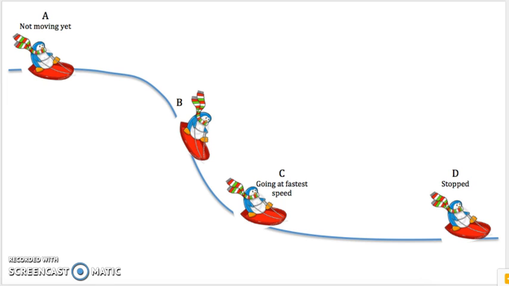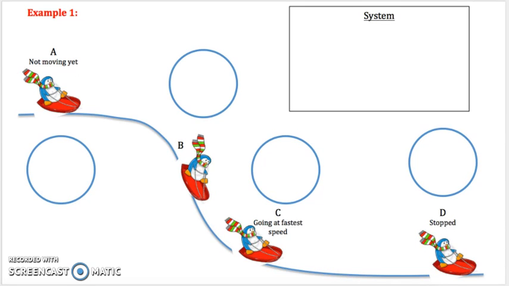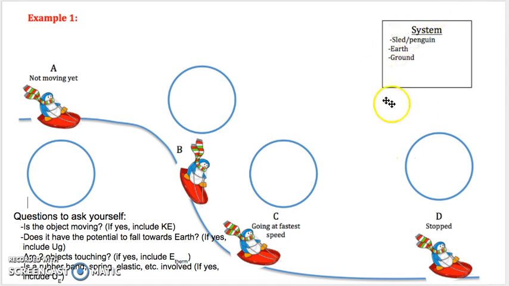So remember, the first thing we want to do is try to identify everything that is in the system. For example, in this situation, we're going to include the penguin and the sled that it's on. We're going to include the hill or the surface that it's sledding on, as well as the earth, since this is happening on or near the earth. You'll notice here that the objects that make up my system have popped up on the screen.